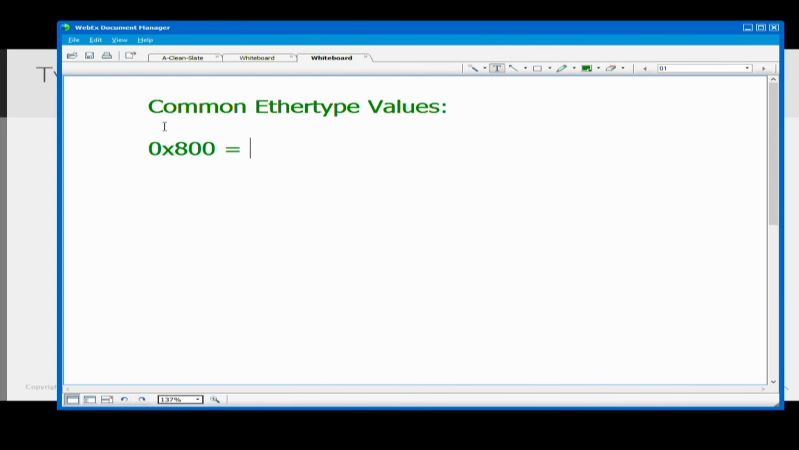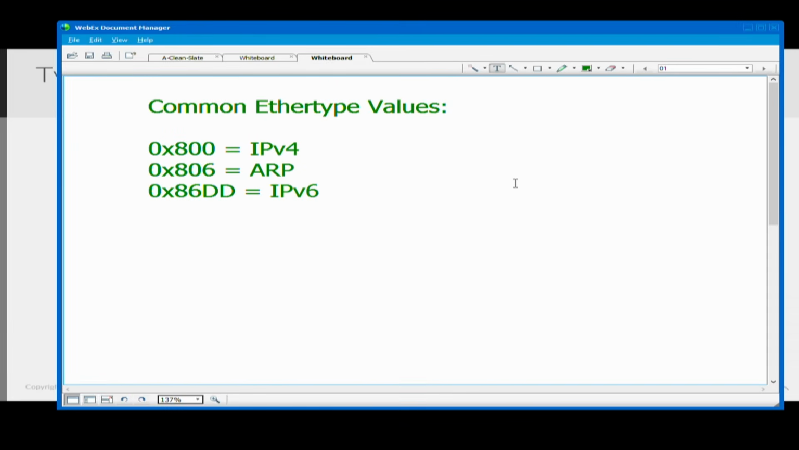0x800 means this Ethernet frame is carrying an IP version 4 packet. 0x806 means it's carrying an ARP, either an ARP request or an ARP response. And 0x86DD means we're carrying an IPv6 packet. There are many, many other ones as well.